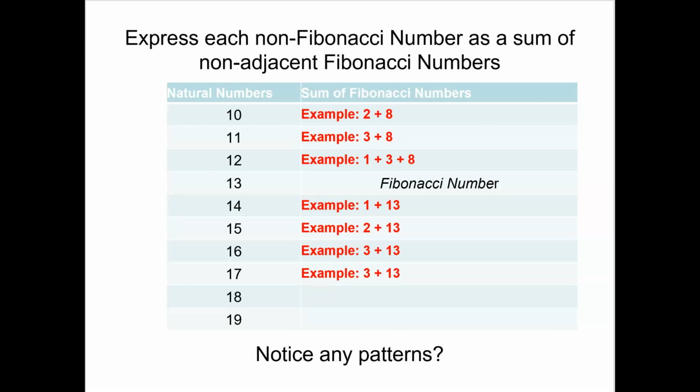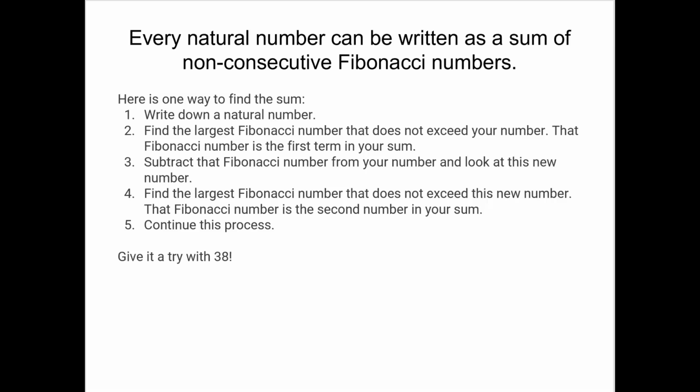So here's the thing. We can actually do the following. We can write down a natural number. We can find the largest Fibonacci that does not exceed it, and that Fibonacci is the first term in our sum. Then we subtract that Fibonacci from our number, look at the new number, find the largest Fibonacci number that does not exceed this new number, and continue the process.